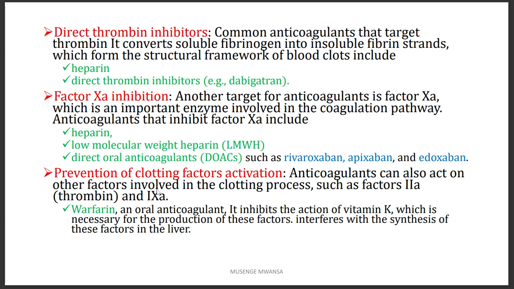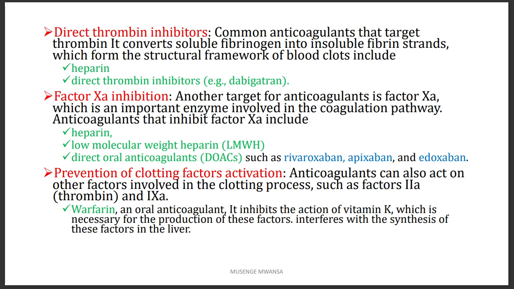We can also prevent factor 9A. So there are different things that we're able to prevent. There is a medicine, warfarin, which is an oral anticoagulant, which we are able to take. This one is going to inhibit the action of vitamin K. Vitamin K is necessary in the production of these factors, like the coagulation factors. So if we don't have the coagulation factors, what is going to happen is that there's not going to be any blood clotting. So it is going to interfere with the synthesis of these factors in the liver where they are produced.